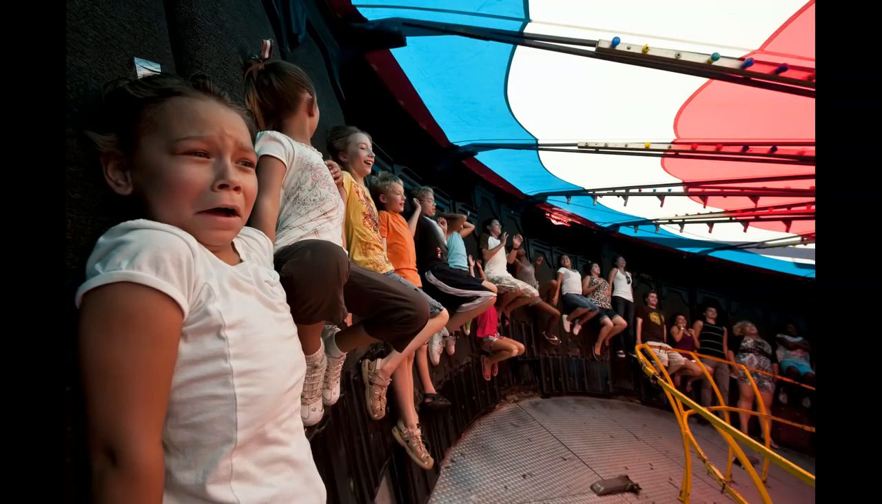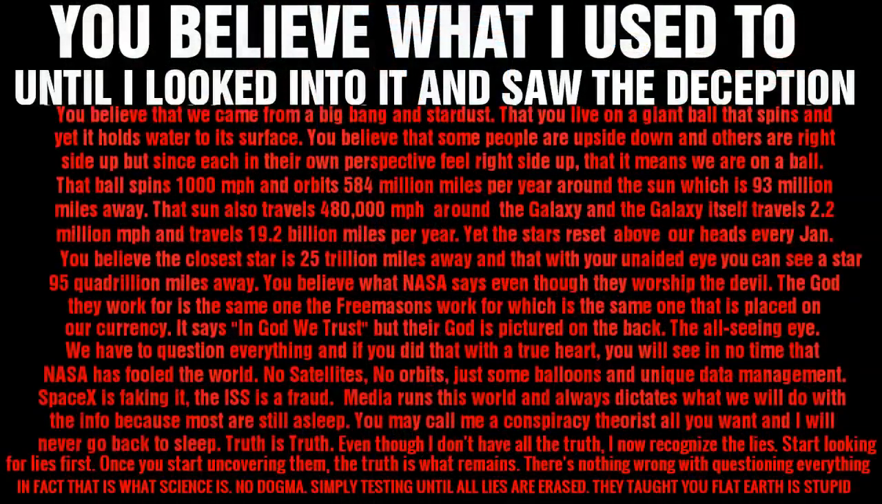You believe that people are right side up on one side of the globe and upside down on the others, but since each in their own perspective feel right side up, that means that we live on a ball. You believe that ball spins 1,000 miles per hour and orbits 584 million miles per year around the sun, which is 93 million miles away.